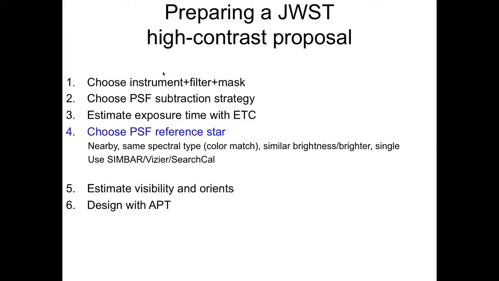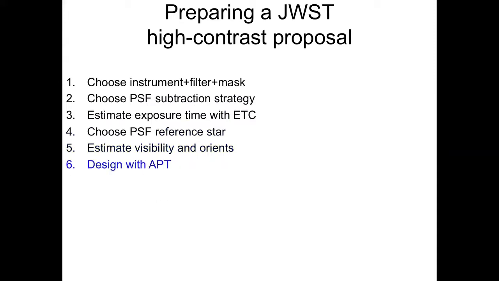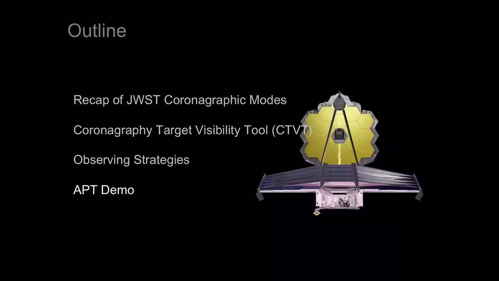So, different tools to search for your star: Simbad, there is a typo here, VizieR, or SearchCal for interferometric purposes. Last but not least, estimate your visibility. This is very true if you want to use the bar on NIRCam or the 4-quadrant phase mask on MIRI. As Loic showed you right before, there is the coronagraphic target visibility tool dedicated to that. All right, and then the last step is to design the APT, which has the final say on your proposal. I think that's it for these strategies. Is there any question before moving on to the demo of the APT?